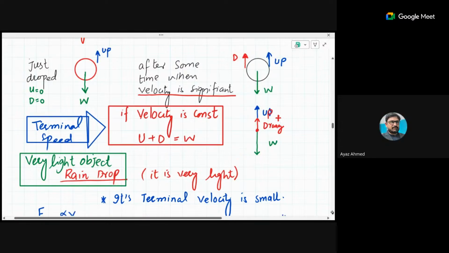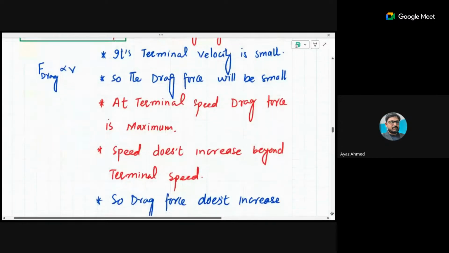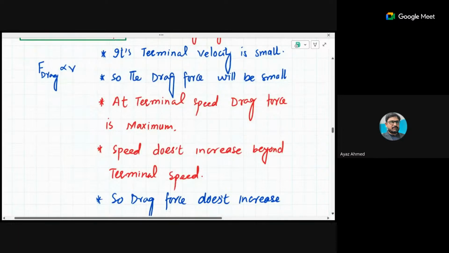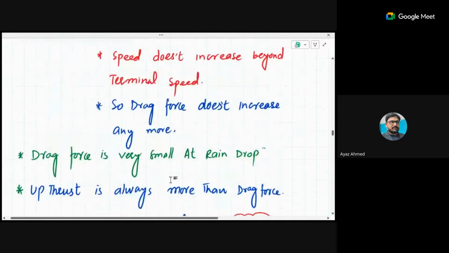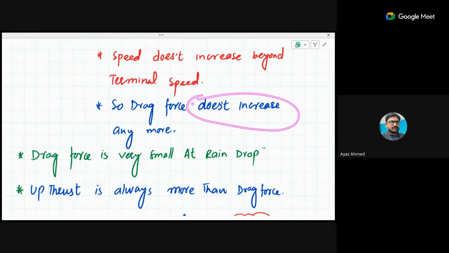In the same way, if the terminal velocity is smaller, then the drag force will be smaller, and at terminal speed the drag force is maximum. That is, drag force can be highest when the object is at terminal speed. So speed does not increase beyond that, which means drag cannot increase beyond that. So when cars are at their maximum top speed, they have the highest friction and they are actually overcoming the friction at that time. So drag is very small at the rain drop.